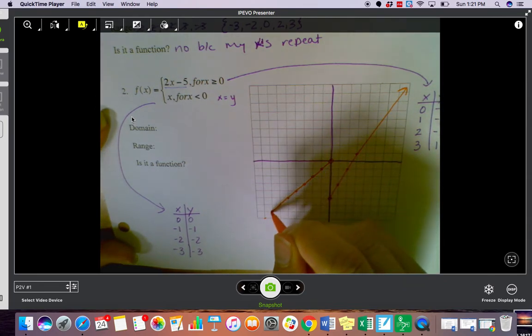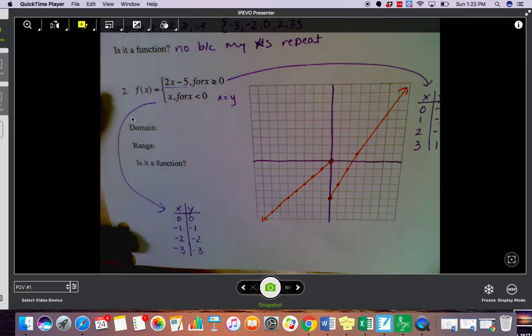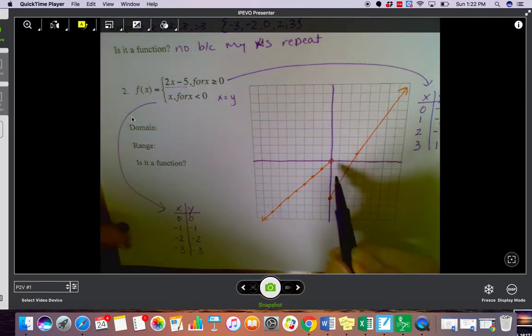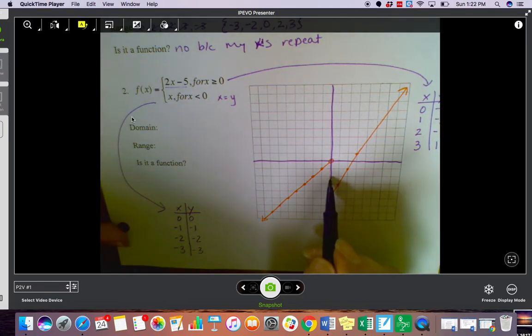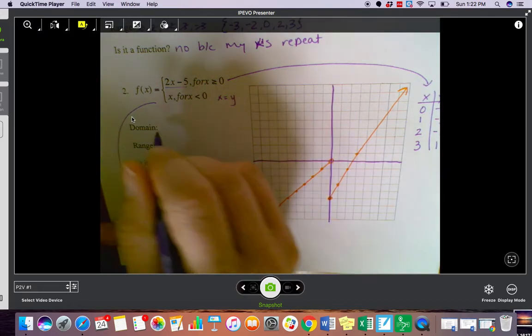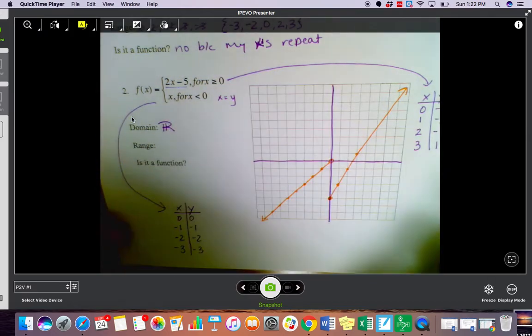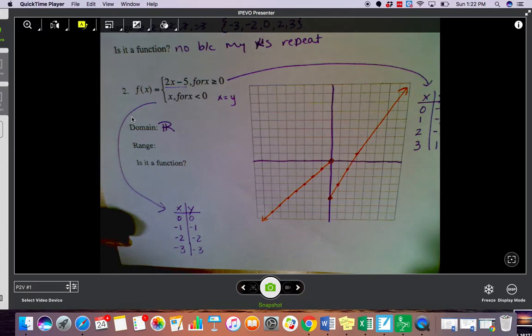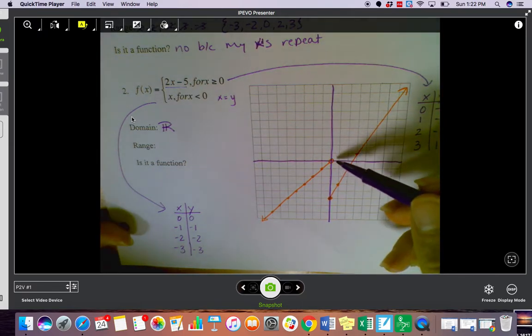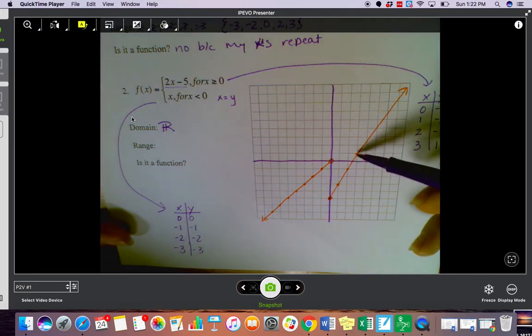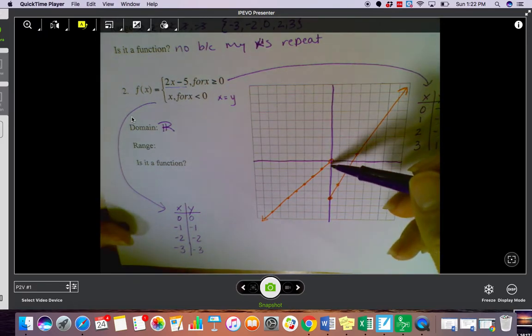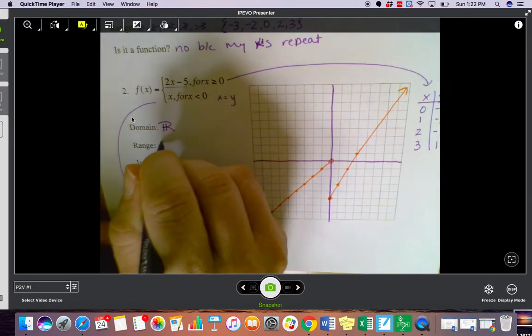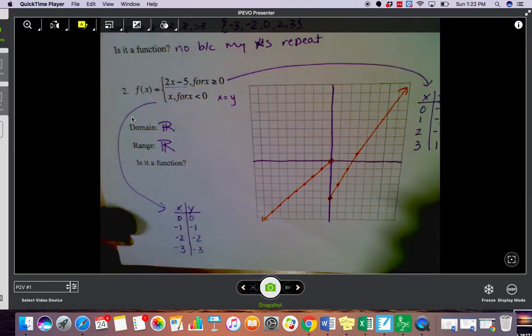And draw my line that way. Now, the domain. That's all of my x values. So going this way, it touches all of these x values, and going this way, it touches all of the x values. So my domain is all real numbers. My range, from here, it's going to touch all of these y values because that's going to keep going and going and going, so that it's going to touch them all, and it's going to touch all of these y values. So again, it's all real numbers.